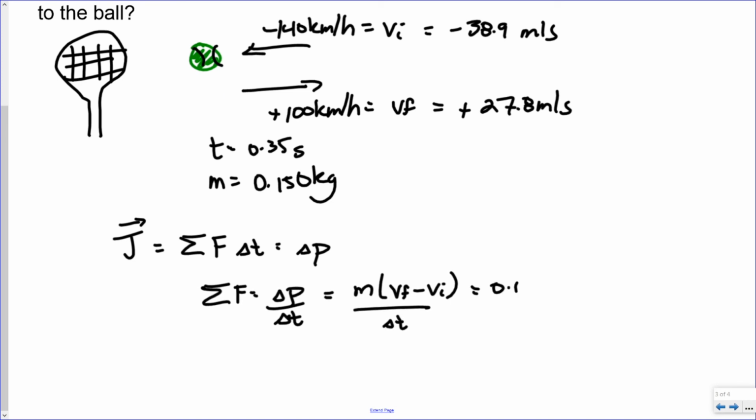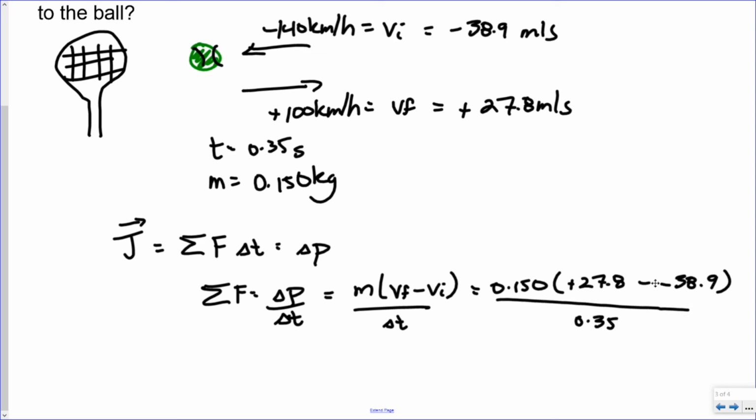The mass was 0.150. Now is when it's important that we keep track of our positives and our negatives. Our Vf was positive 27.8. Subtract our Vi, which was negative 38.9. So double negative, this is adding here. All divided by 0.35 seconds.